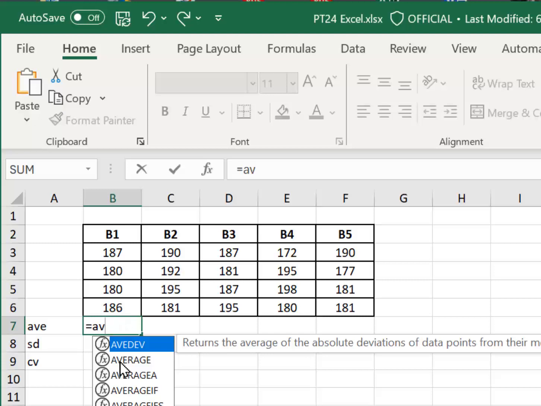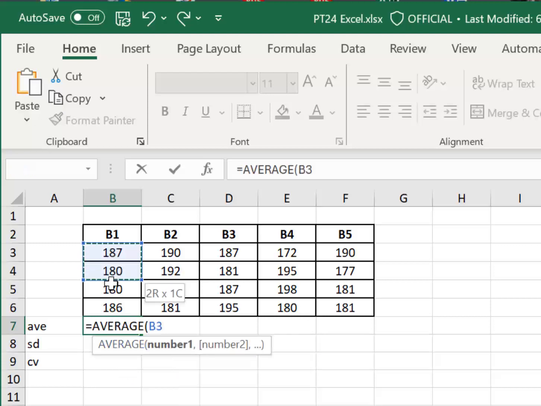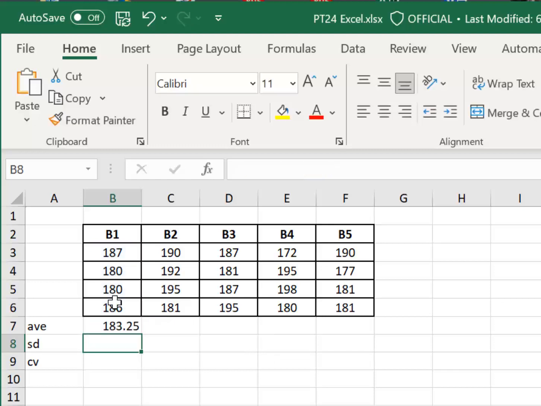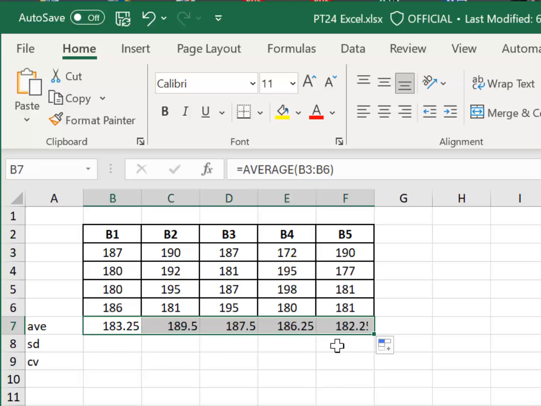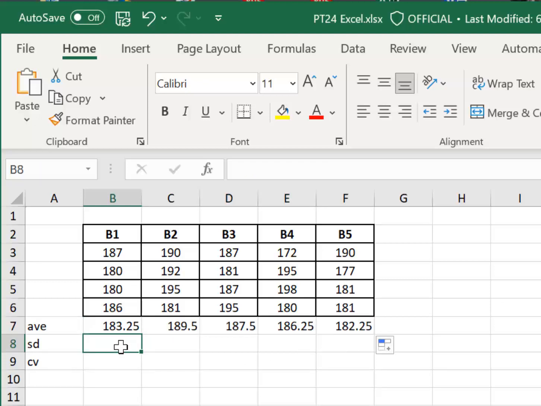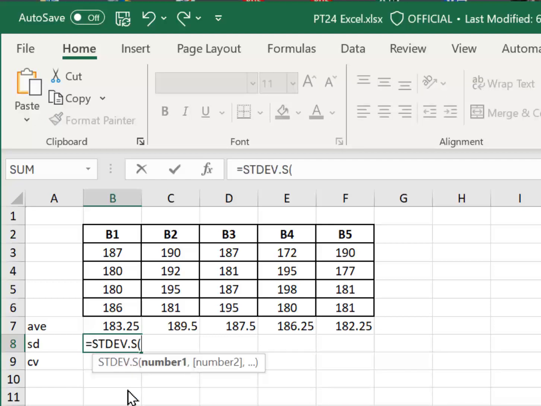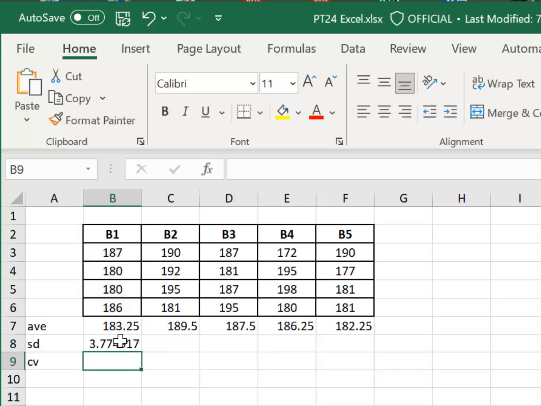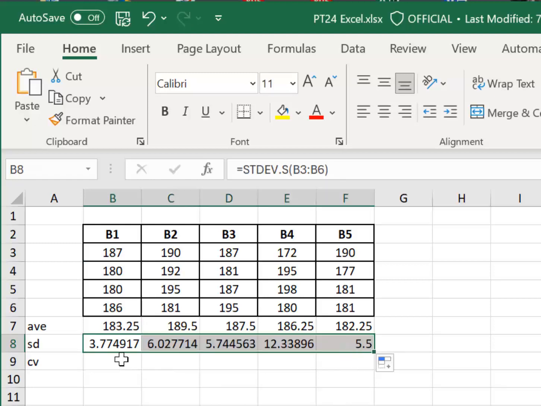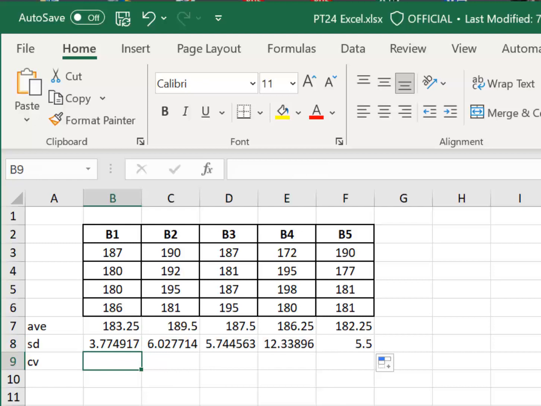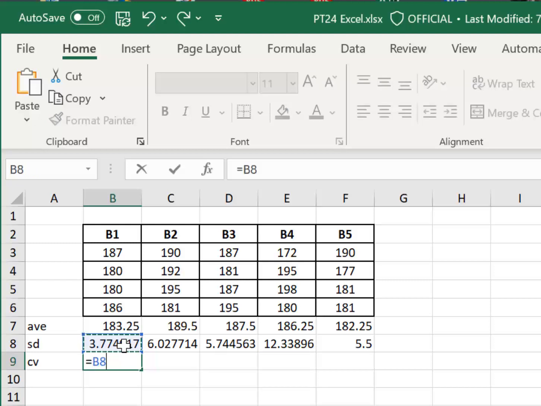First, to calculate the average and the standard deviation. From these values, the coefficient of variation can be easily calculated. The coefficient of variation is a measure of how large the standard deviation is compared to the average.